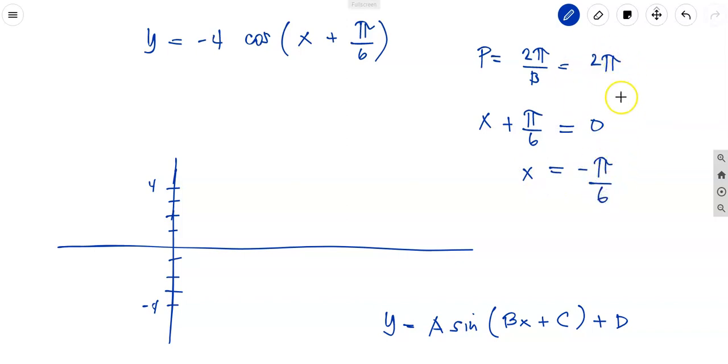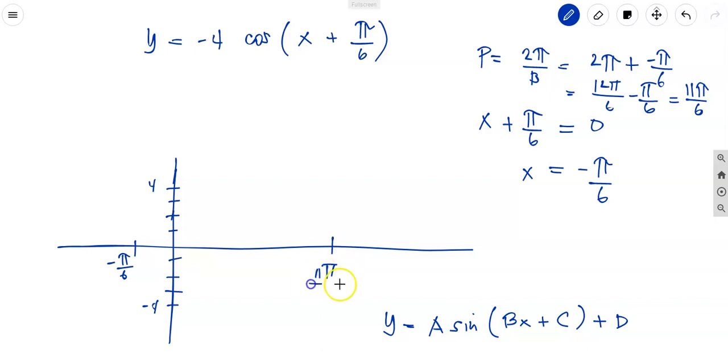So you add now to the period the shift of -pi over 6. How much is that? You will start at -pi over 6, and you will end at 12 pi over 6 minus pi over 6, so you will have 11 pi over 6. Therefore your end point is equal to 11 pi over 6.